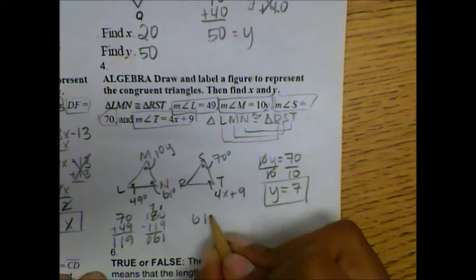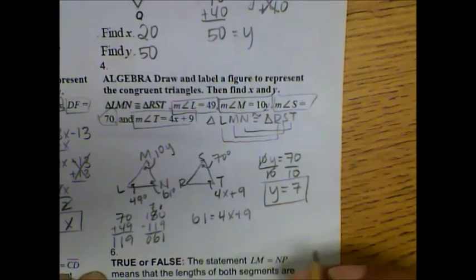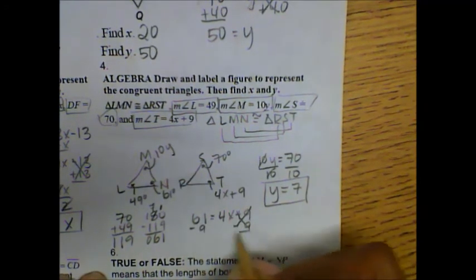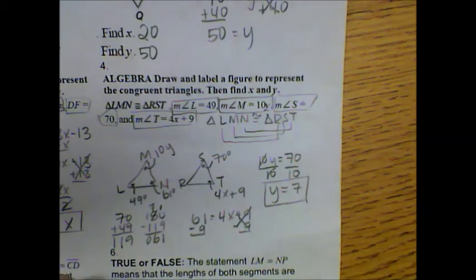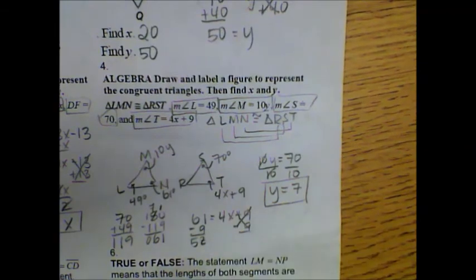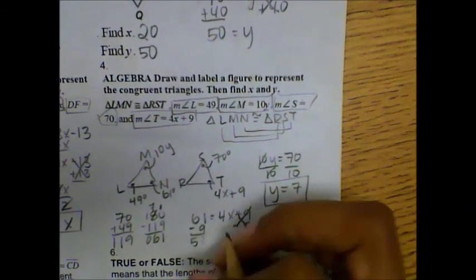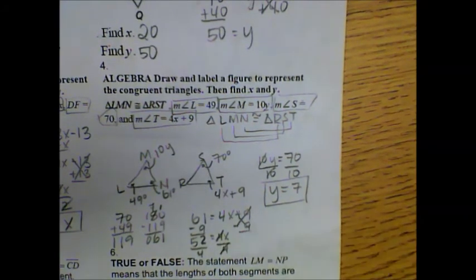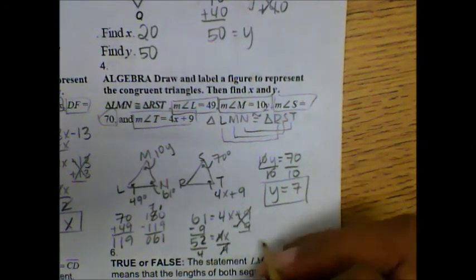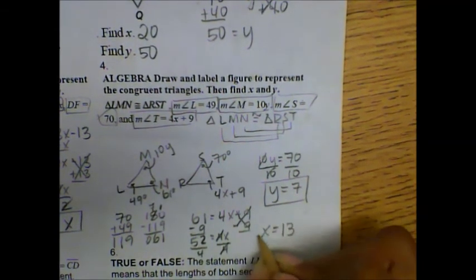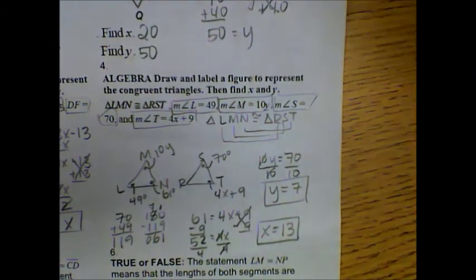Alright, so now that we know the value for angle N, 61, angle N is congruent to angle T, 4x plus 9. Alright, so we're going to subtract 9 from both sides. These cancel out. 61 minus 9 is 52. Ooh, 52, not 57. It's equal to 4x. Now you're going to divide both sides by 4 to isolate the x. This is going to cancel out. And 4 goes into 52 13 times. So x is equal to 13.